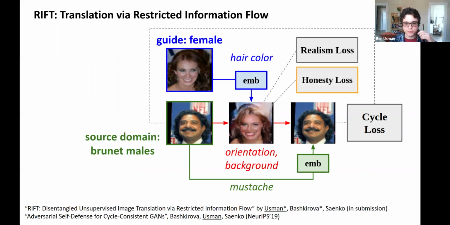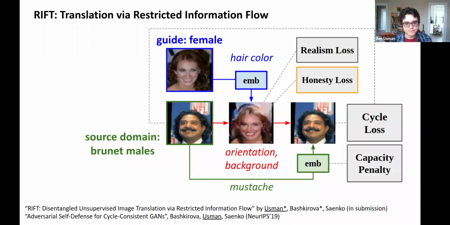as I showed in one of the previous slides, a cycle consistent model tends to force the model to hide information necessary for cycle reconstruction inside of generated images. And in our case, that would correspond to hiding mustaches inside of generated female images instead of storing it in that domain-specific embedding. And to prevent that, we add that same honesty loss, which I explained in one of the previous slides.